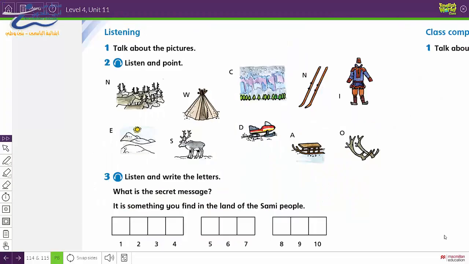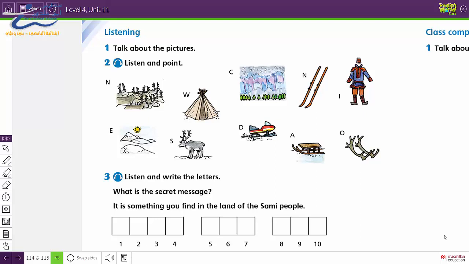I'd like you now to open your books on page 114. Listening. Exercise number 1. Talk about the pictures. How many pictures do we have here? Let's count together. 1, 2, 3, 4, 5, 6, 7, 8, 9, 10. So we have 10 pictures.